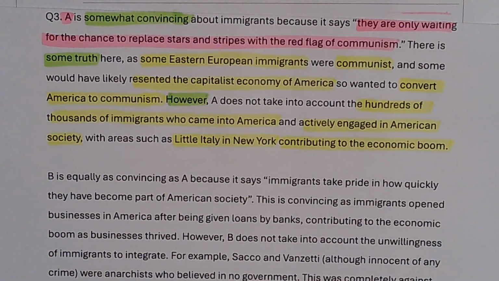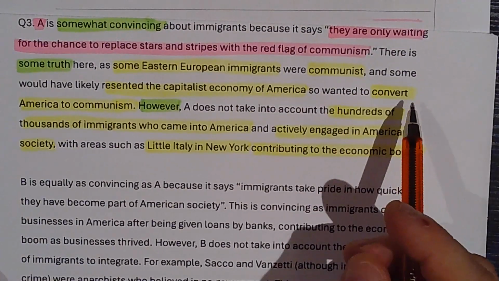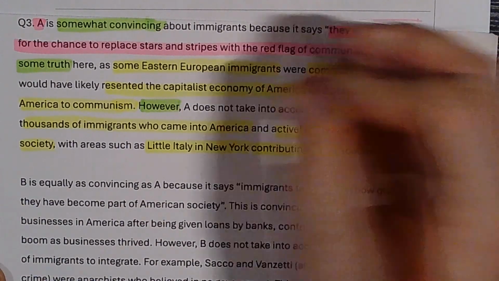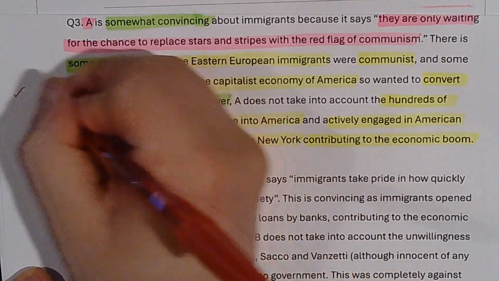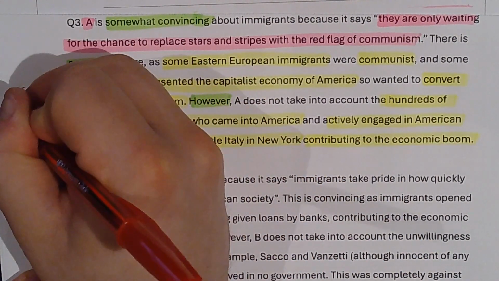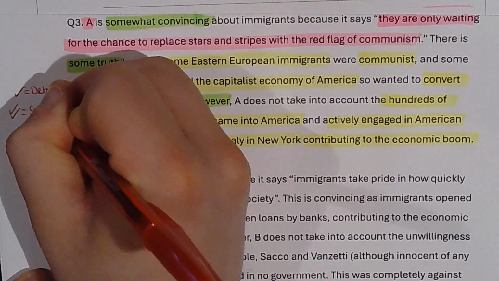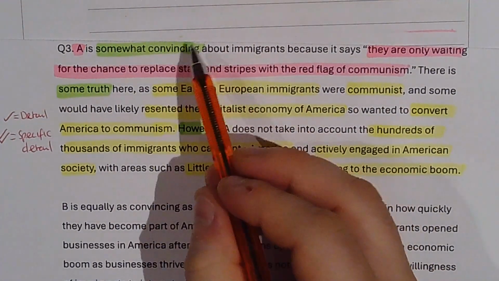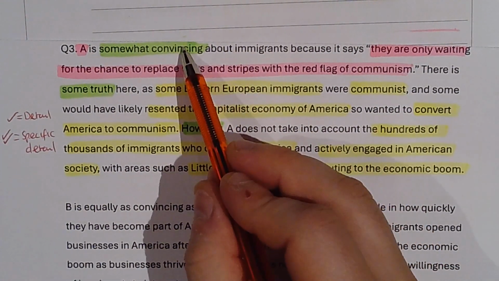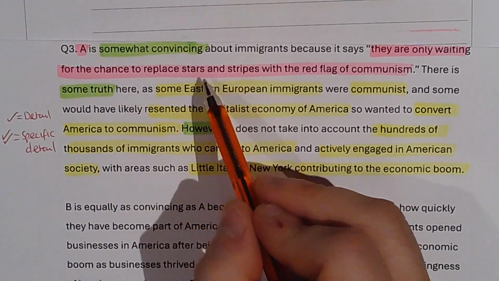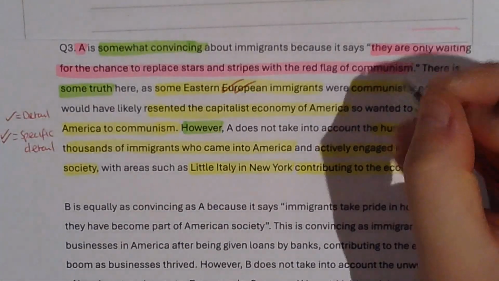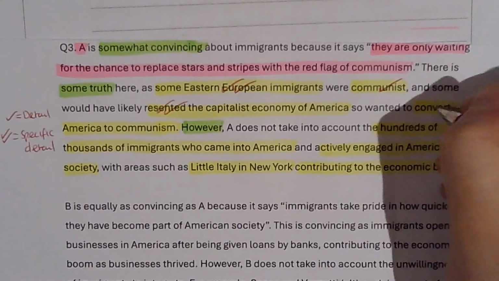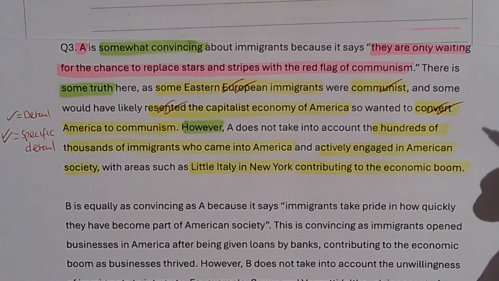Now again, what's good about this answer, and this alone would get me 4 out of 8 marks, would be the following. And I'm going to put 1 tick on the side for detail and 2 ticks for specific detail. So as you can see here, it's the level of detail. I said it's somewhat convincing. Well, what is convincing about this? Eastern European immigrants were communist, resented the capitalist economy of America, so wanted to convert Americans to communism.